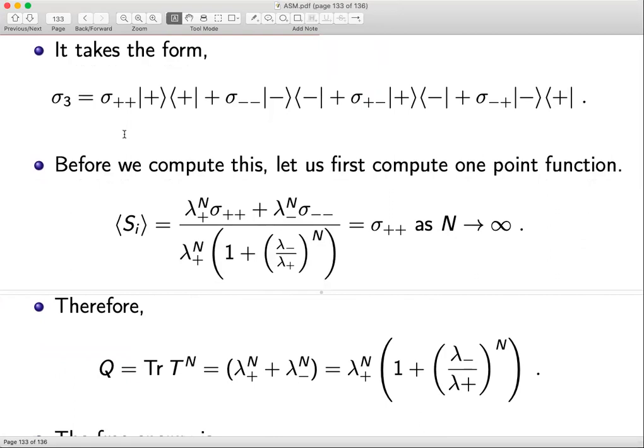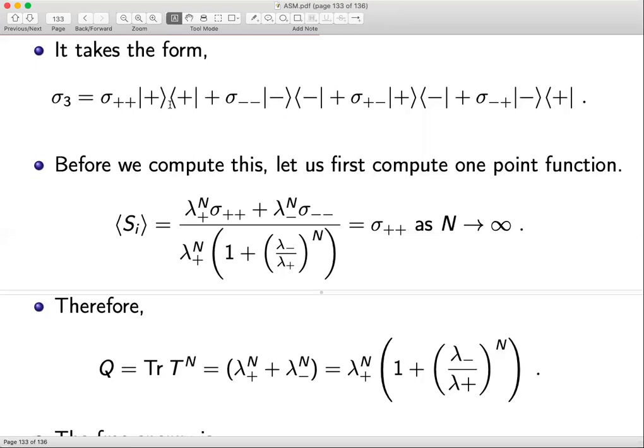you would have all the states at site 1, 2, 3. Everybody will be defined as a state plus. If you have a state plus defined at site 1, site 2, site 3, dot dot dot, then you would get the eigenvalue lambda plus to the n. That is how the ground state would look like.